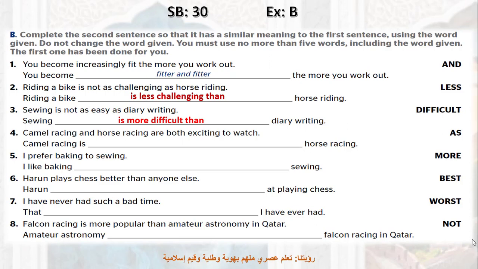Number 4, camel racing and horse racing are both exciting to watch. Camel racing is as exciting to watch as horse racing. Number 5, I prefer baking to sewing. I like baking more than I like sewing.